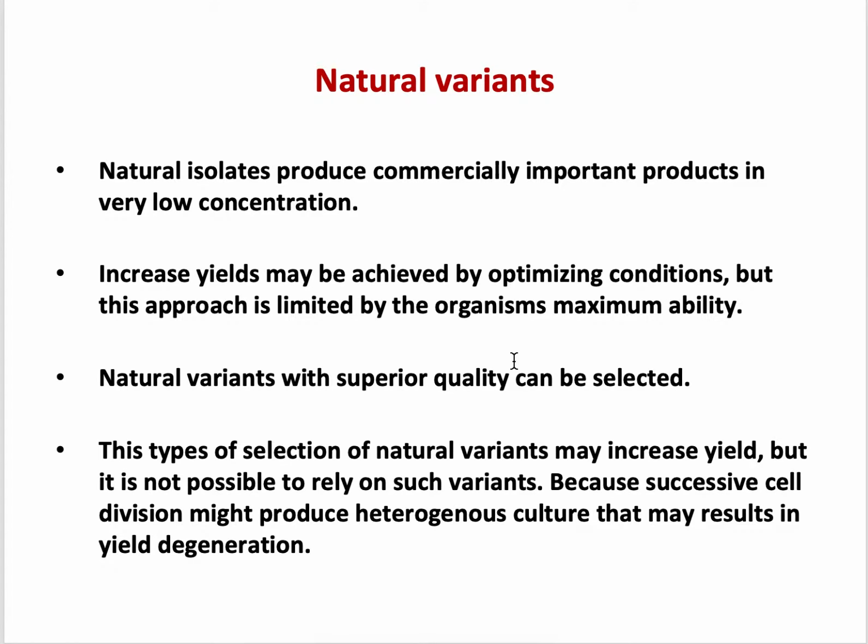First, natural variants. Usually the natural isolates' yield capability is low. That means they produce commercially important products in very low concentration. However, we can increase the production or yield by optimizing their growth conditions, by adjusting the temperature, pH, agitation, oxygen level, carbon dioxide level, or by providing the best nutrients, an optimum nutrient composition. In this way we can increase the production of the strain.